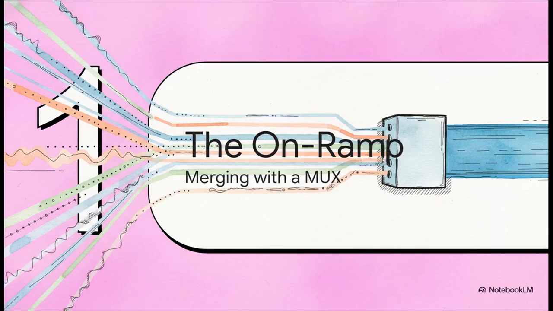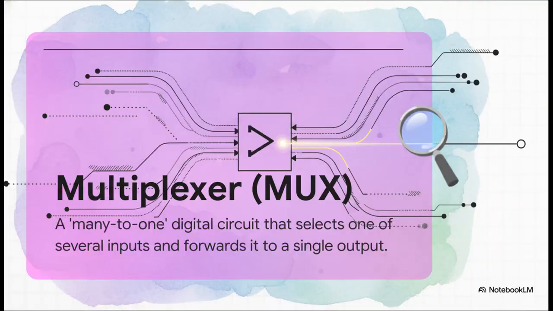All right, so let's start at the beginning of this journey, right? We've got all these different signals, and they all need to merge onto that one main data highway. This is exactly where the multiplexer comes in. So a multiplexer, or MUX, is basically what we call a many-to-one circuit.